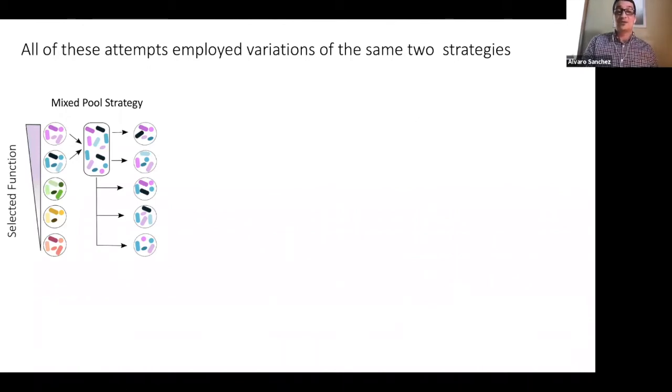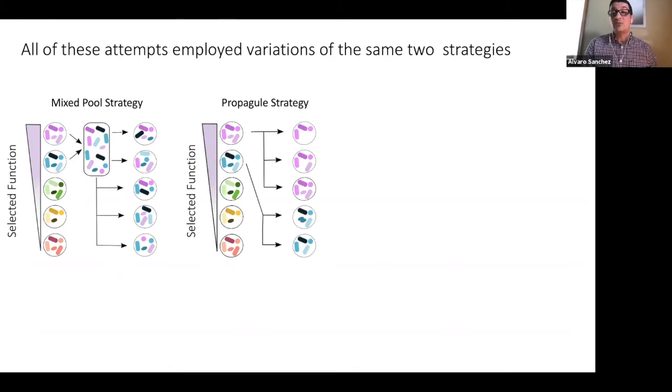One is the selection strategy called the mixed pool strategy, where you have a selected function, and then you rank your communities based on it. And then you select the two communities that have the highest or the most desirable function, and then you pool them, right? You mix and homogenize, and then you use that as a new inoculum from which you randomly sample into new habitats and generate a new generation of communities, right?